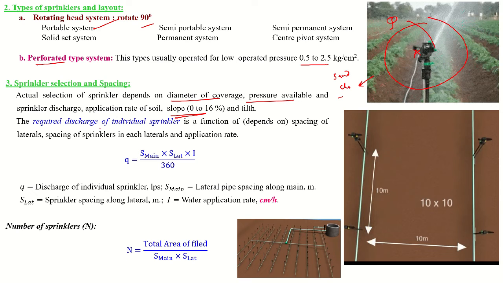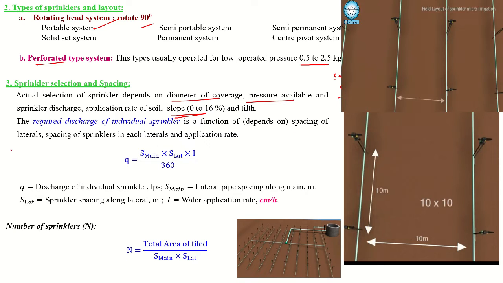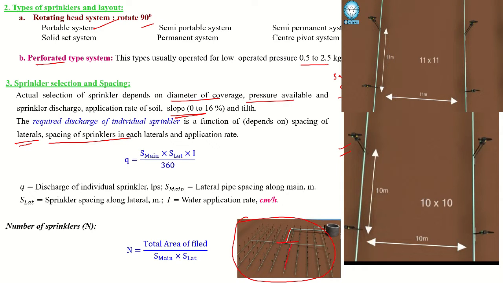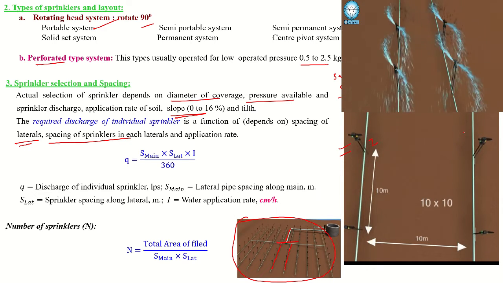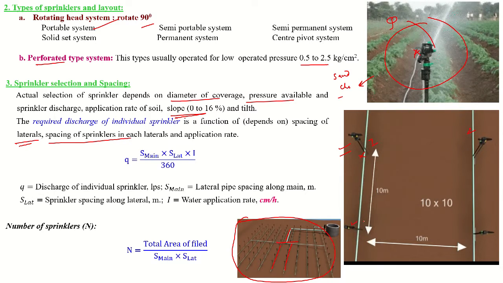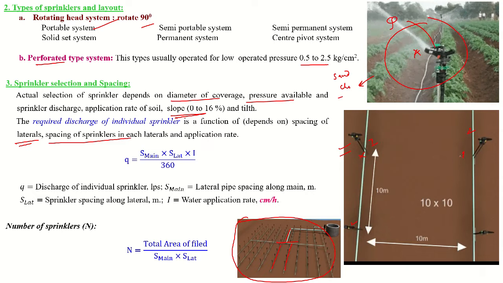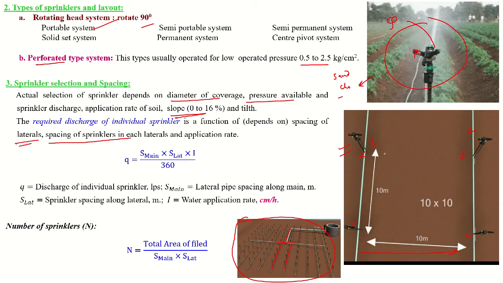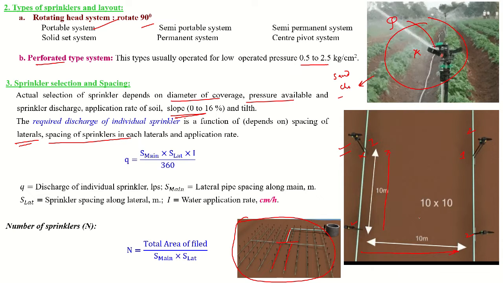The required discharge of an individual sprinkler is a function of the spacing of your laterals and the spacing of your sprinklers on the lateral. If you see this diagram, this is the complete layout of your sprinkler irrigation system. Here is the main, the sub main, and these are laterals. This is lateral one, and this is another lateral. This is a sprinkler, and on the same lateral the second sprinkler, and second lateral, sprinkler one. This is called the spacing between laterals and the spacing between sprinklers. So this is 10 by 10.